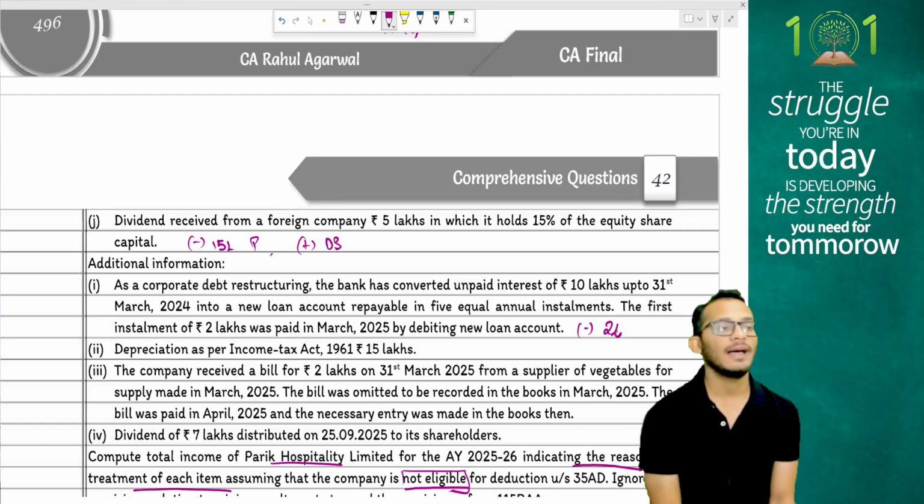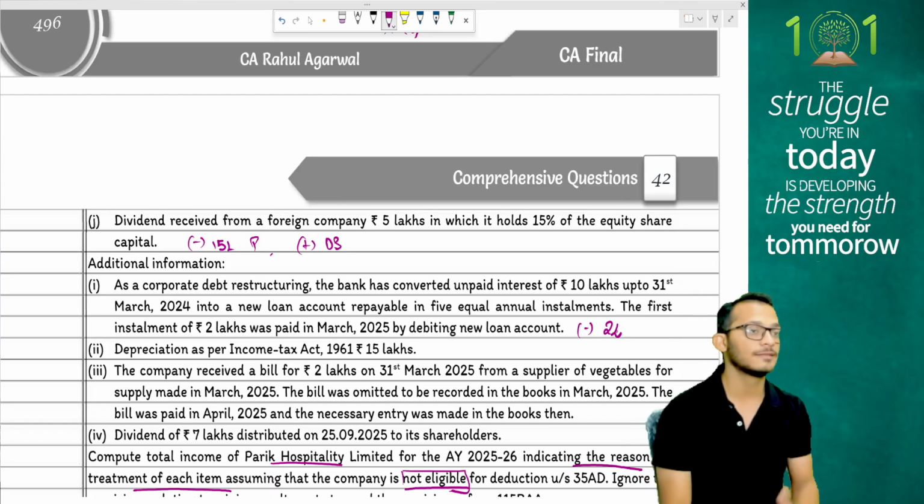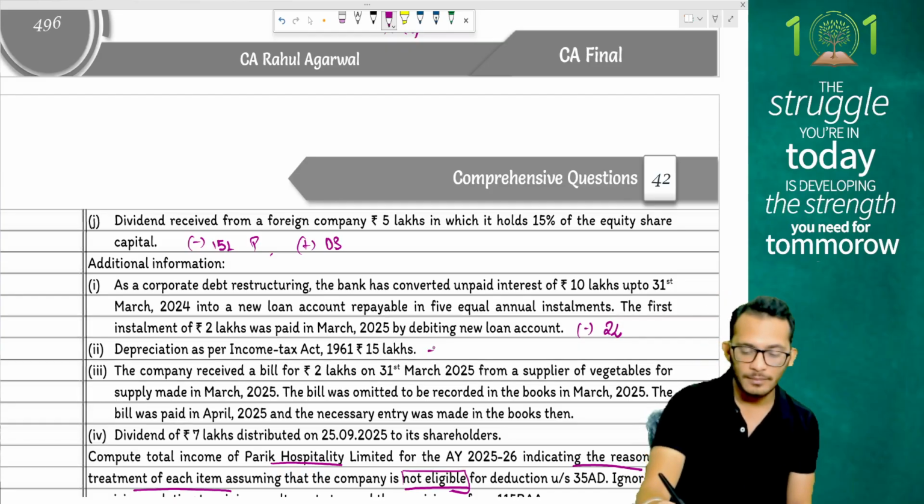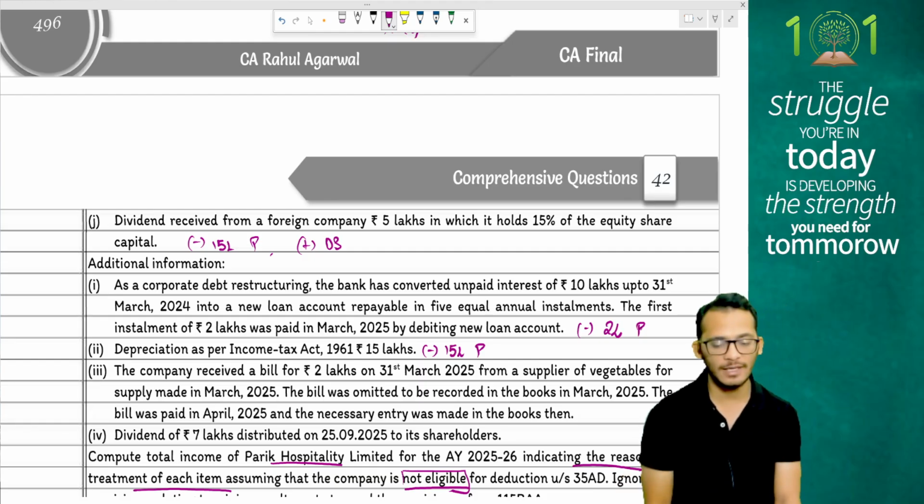Next. I have depreciation as per Income Tax Act of 15 lakh rupees. People, this is not there in P&L, but should be. Therefore, minus. So the first one is minus 2 lakhs in PGBP. The second one is minus 15 lakhs in PGBP.